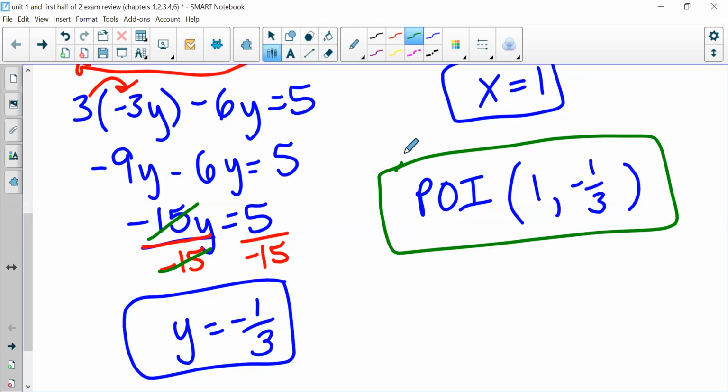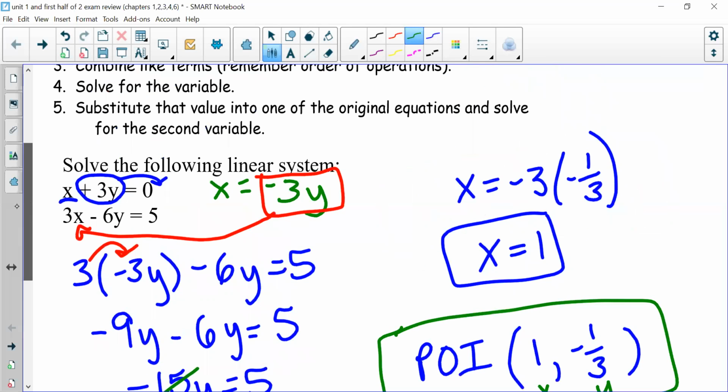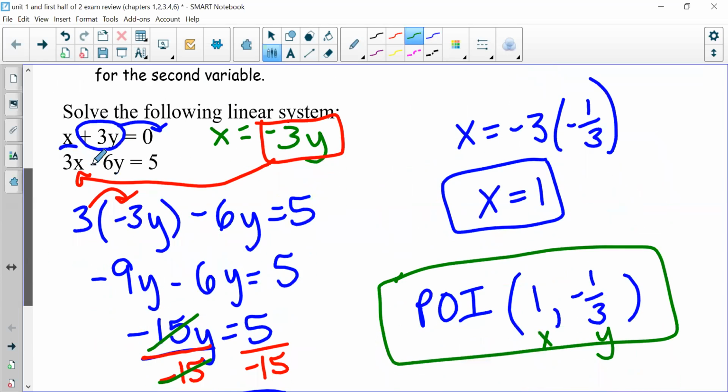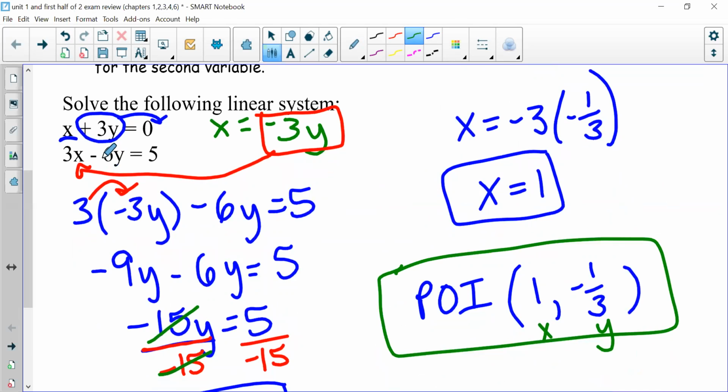And remember, how do we make sure that this is correct? You can plug it back into the original equation and see if it works. Very good. Plug them back into both original equations and make sure it works. This one would be a little bit easier on the calculator. But if I check this bottom one, 3 times 1 is 3. Negative 6 times negative 1/3 is actually positive 2. If you don't believe me, try that on your calculator. 3 plus 2 is 5. It will work in both equations.